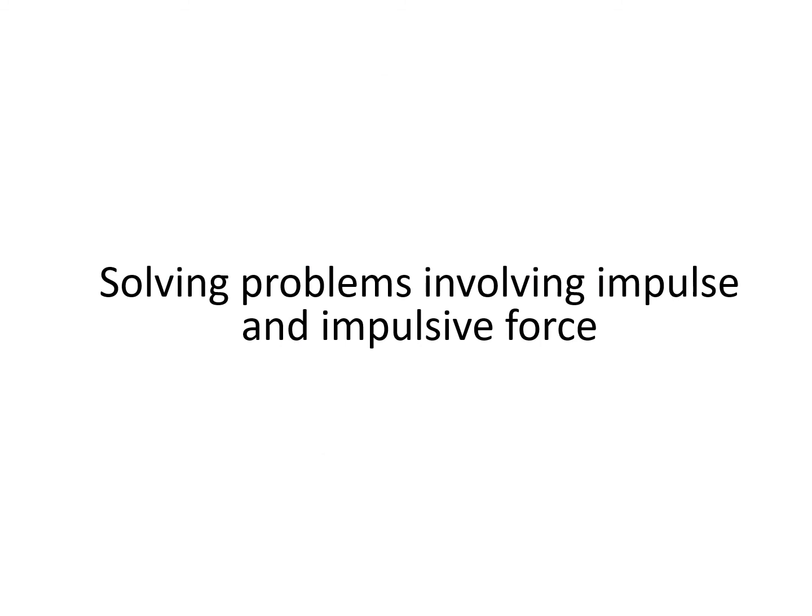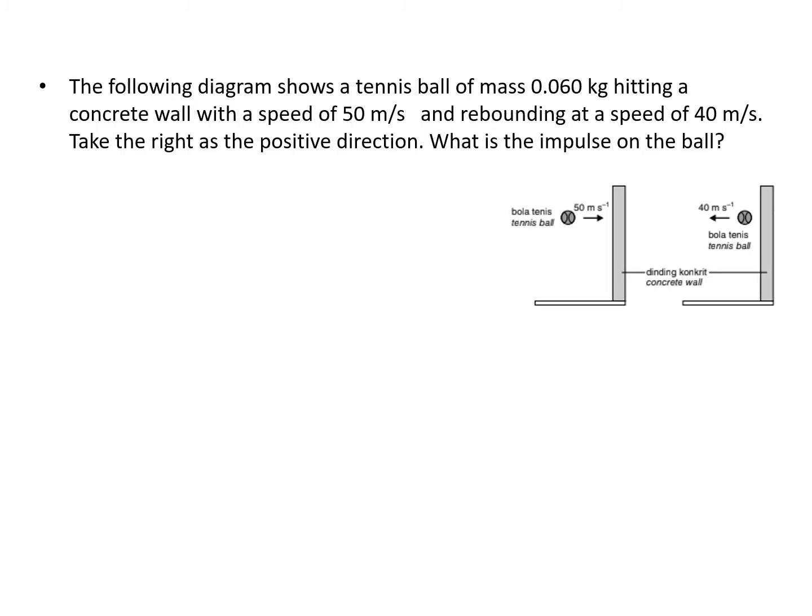The next part of our lesson today is solving problems involving impulse and impulsive force. Let's see the first example. The following diagram shows a tennis ball of mass 0.06 kg hitting a concrete wall with a speed of 50 meters per second and rebounding at a speed of 40 meters per second. Take the right as the positive direction. So what is the impulse on the ball?